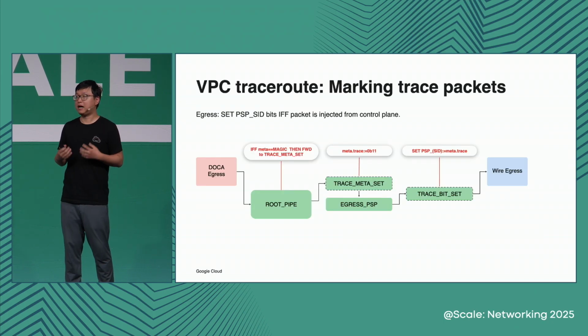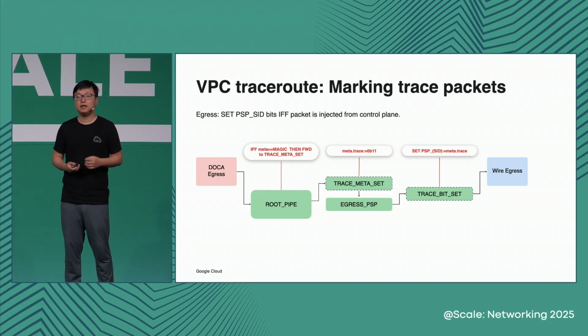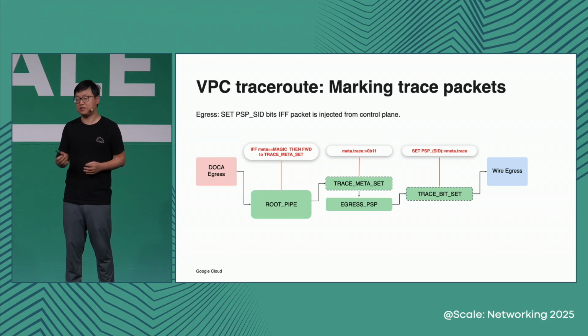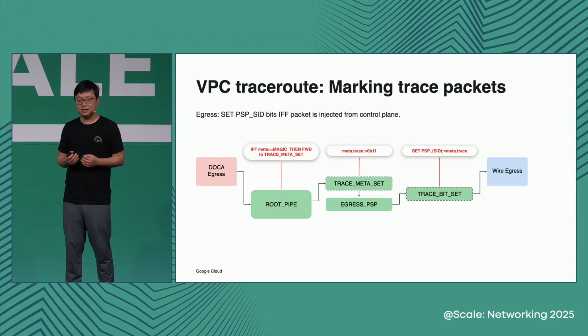And in terms of the pipeline in the hardware, we also connect this into the same root pipe that you saw previously for PSP encapsulation. When we craft such packets, we craft them with metadata set to some magic value. And in the hardware, we match for this magic value. If we do see it, we know that this is a probe packet, and then we forward it normally to the PSP encapsulation.